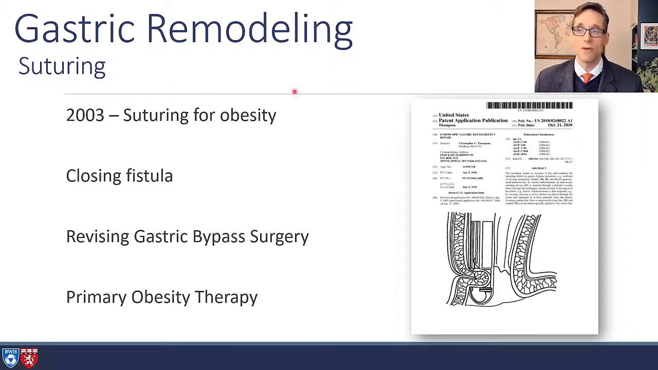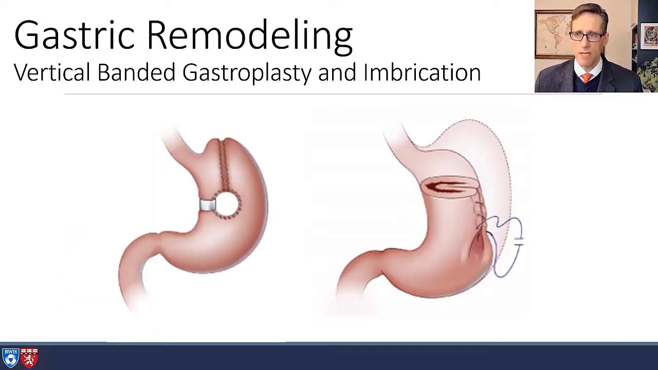Moving on to gastric remodeling, and this is really where I spent most of my time doing procedures. We patented the concept of intragastric suturing for the treatment of obesity in 2003 at the Brigham. We use it to close fistulas, revise gastric bypass surgeries, and for primary obesity therapy.